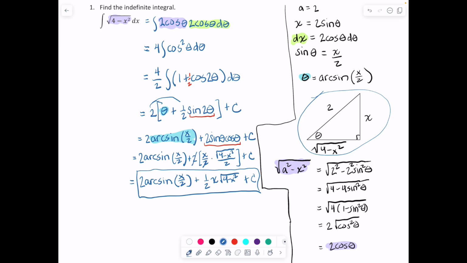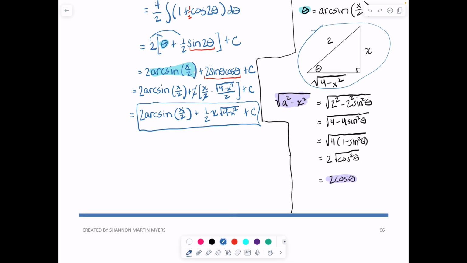Awesome. Keep at it. You got this. I know you do. All right, so that wraps up our example portion of our trig substitution for a sine theta.